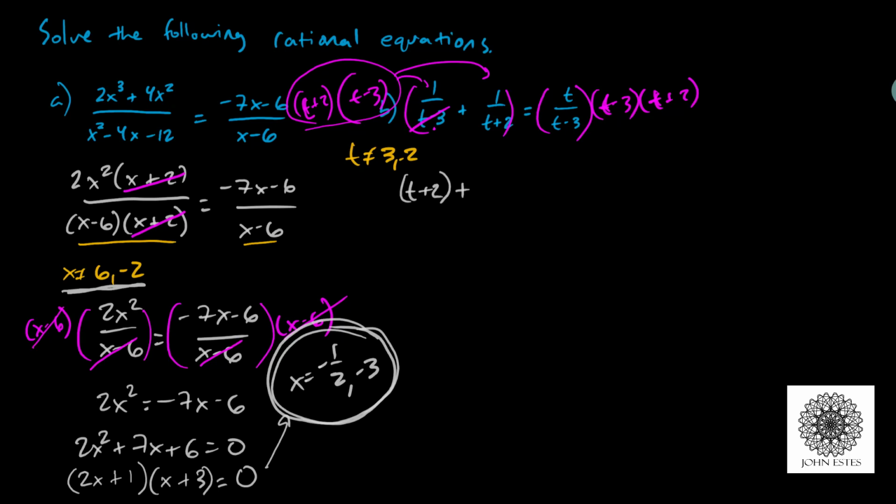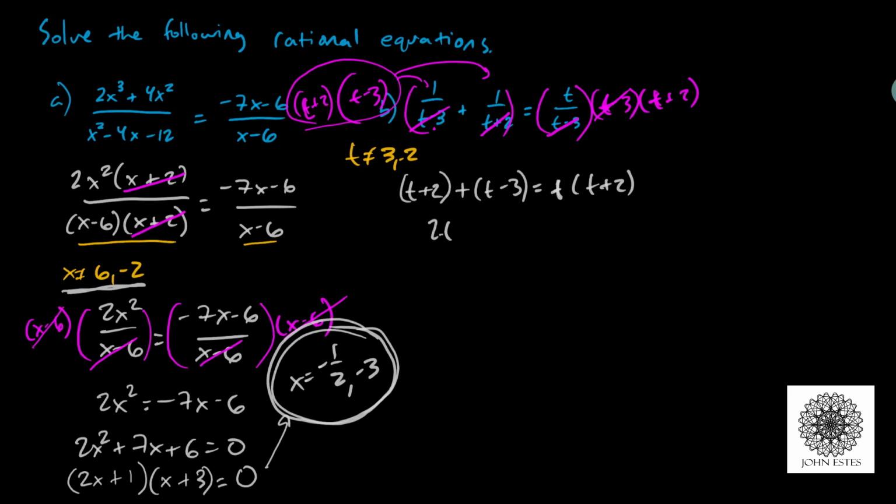In my second term, when I multiply t plus 2, t minus 3 times 1 over t plus 2, the t plus 2's cancel out, and I'm left with a t minus 3. Now on the right hand side of the equation, the t minus 3's cancel out, and so I'm left with a t in the numerator times t plus 2. Alright, so now from here, I think I can solve this.